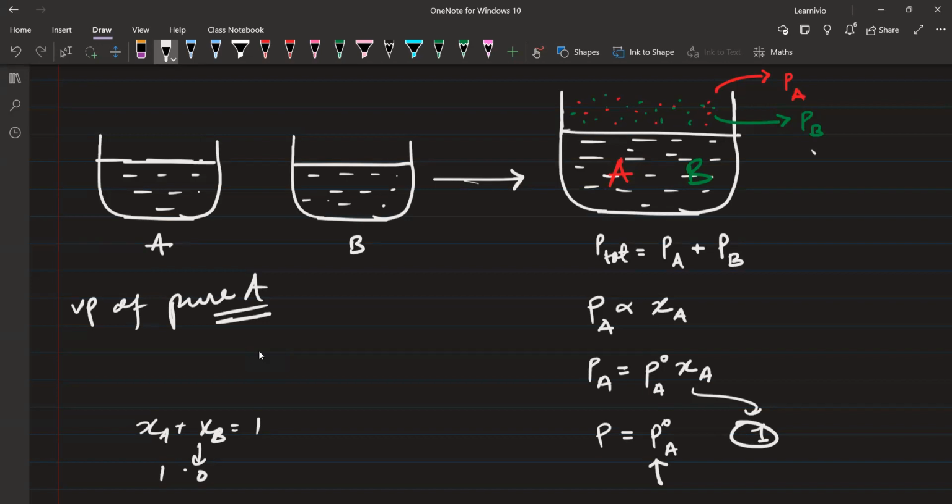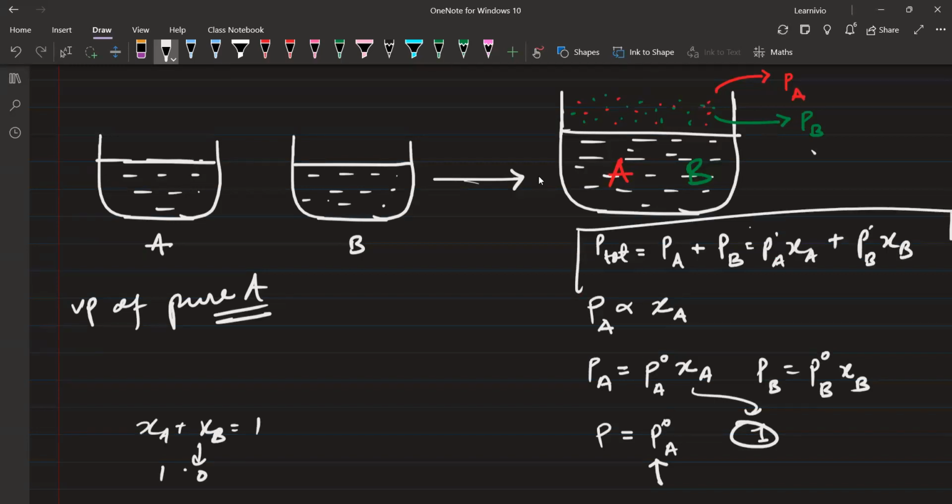So now we can similarly say that PB will also be equal to P naught B chi B, and overall the equation for P total will be equal to PA, that is P naught A chi A, plus PB, that is P naught B chi B. Now, once we have got this, this is what Raoult also did. This is Raoult's law.